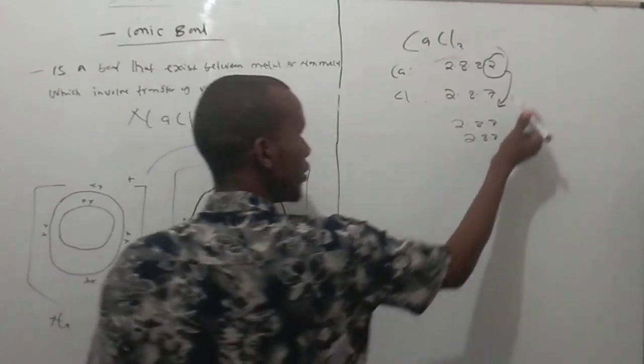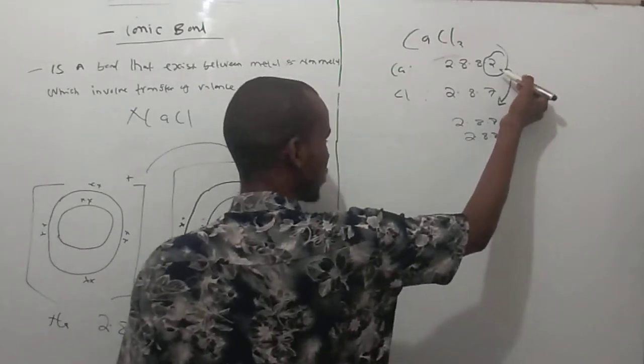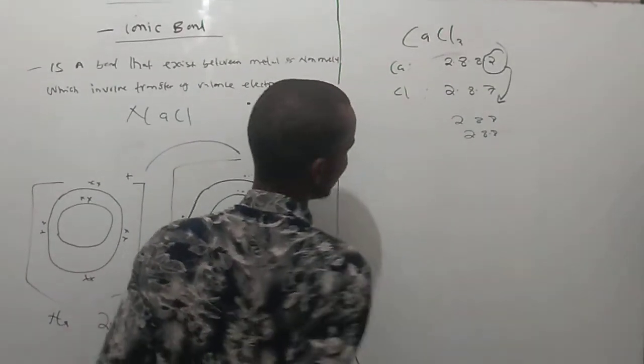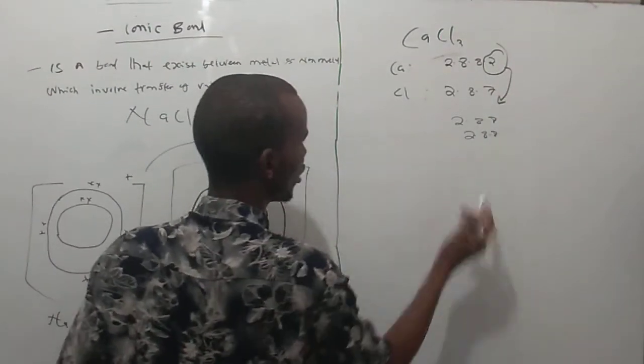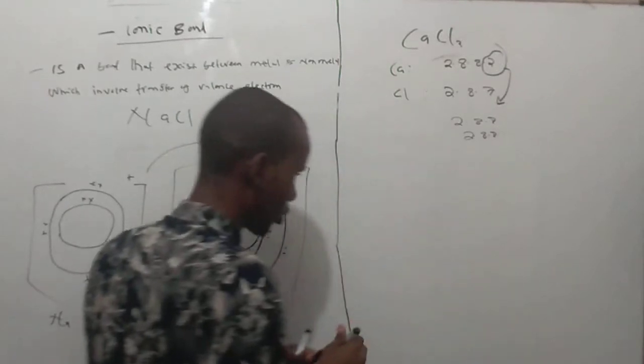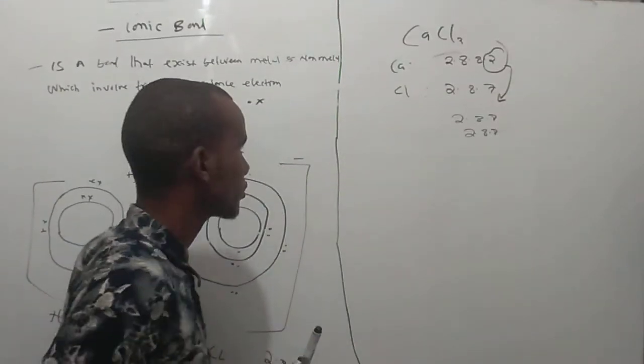Now, these two valence electrons of calcium will be lost to 2 chlorines. If you are to draw, you draw calcium as 2, 8, 8 and chlorine as 2, 8, 8. Let's draw it.